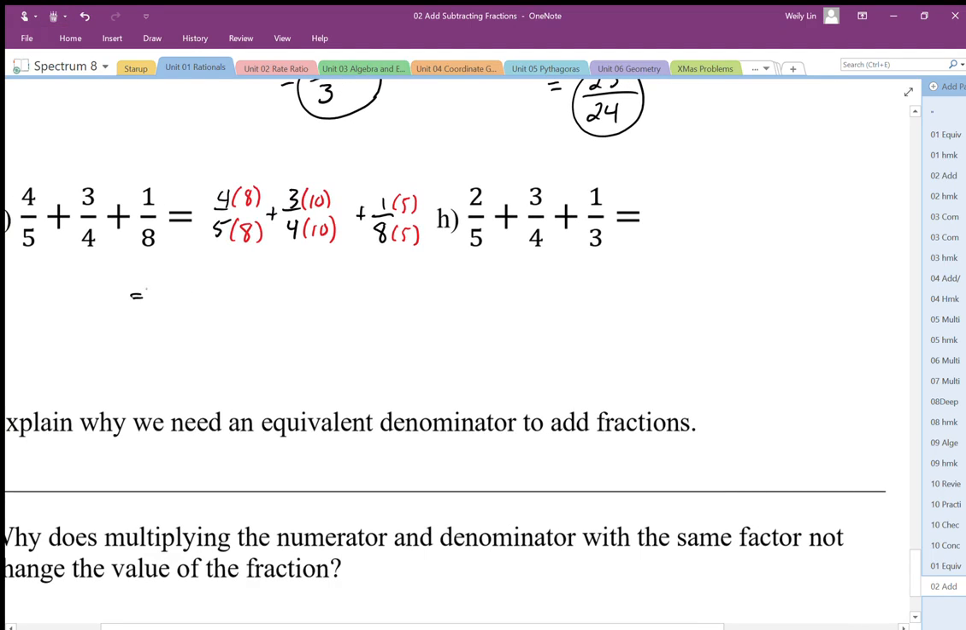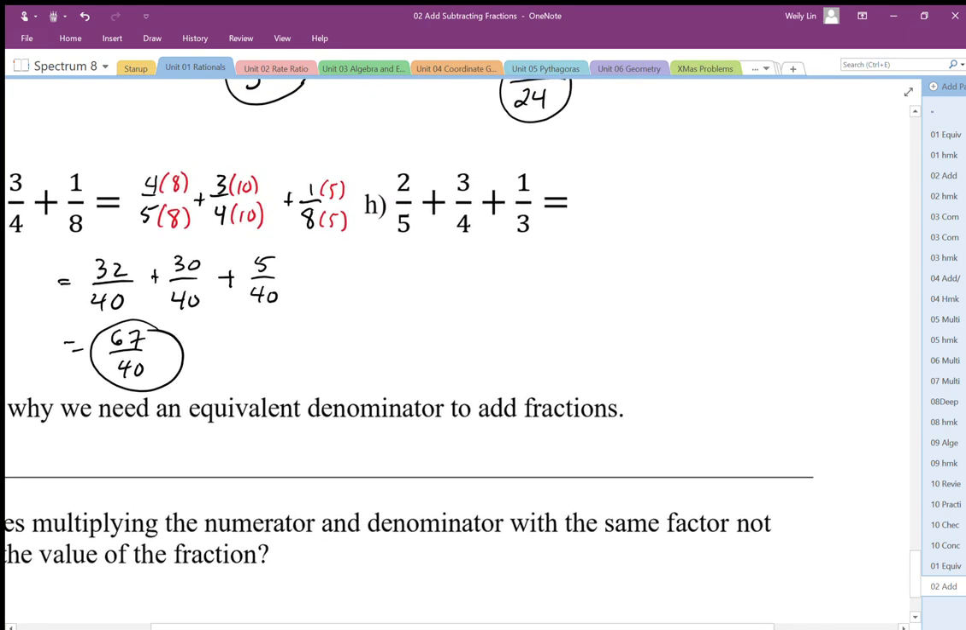I end up with 32 out of 40, which is equivalent to 80% or 4/5. Here I get 30 out of 40, which is equal to 3/4. Here I get 5 out of 40, which is equal to 1/8. And this all adds up to 67 over 40, and there's my final answer. Again, you do not need to put it into a mixed number for me. In fact, I prefer the improper fractions.